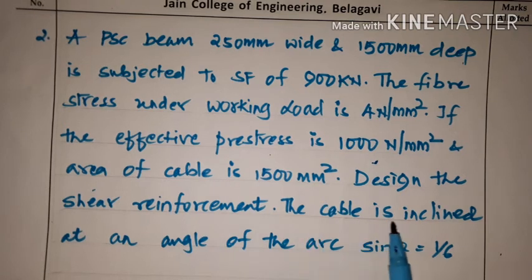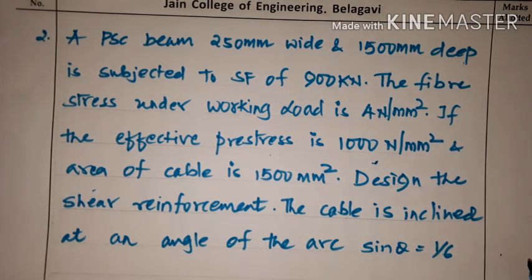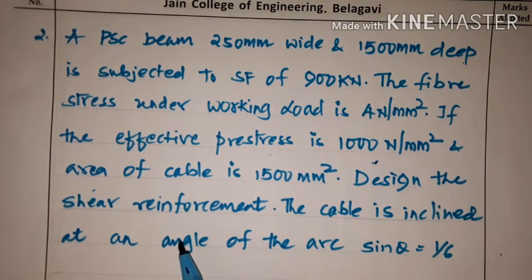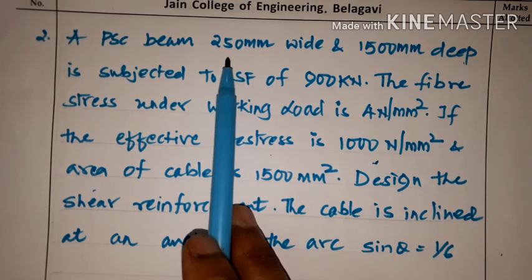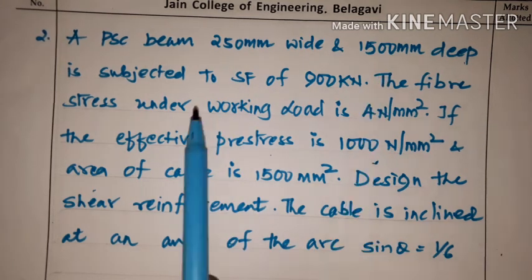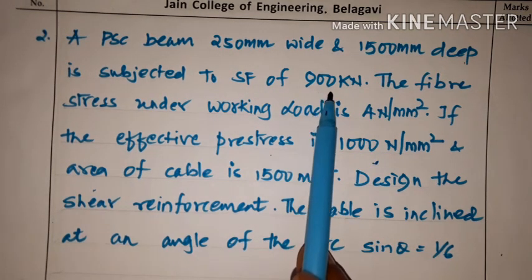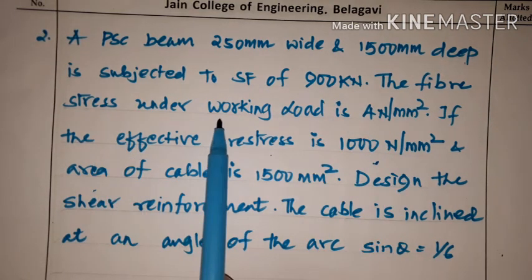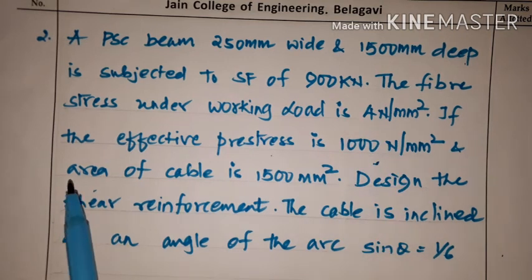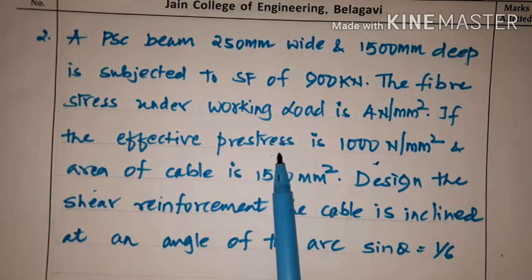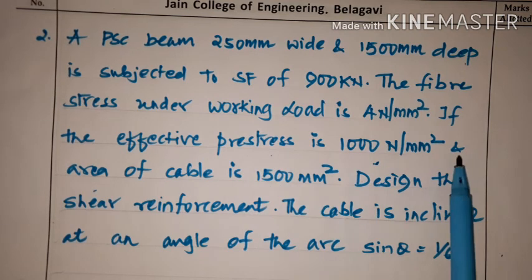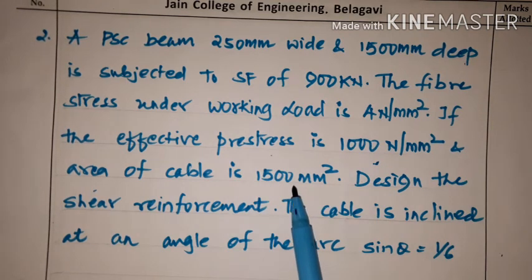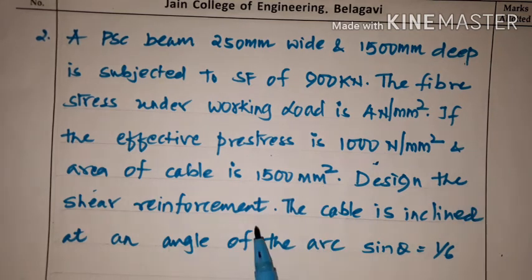The cable is inclined at an angle of arc sin theta equal to 1/6. Given a beam of cross section 250 mm by 500 mm, subjected to a shear force of 900 kilonewton, and the fiber stress under working load is 4 Newton per mm square. The effective pre-stress is 1000 Newton per mm square and the area of cable is 1500 mm square. You have to design the shear reinforcement.